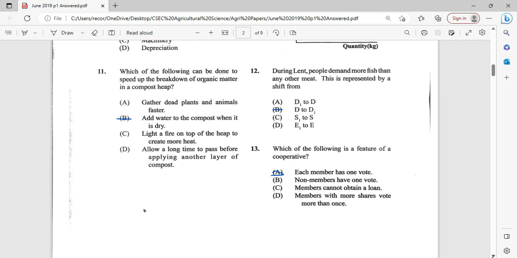13, which of the following is a feature of a cooperative? Each member has one vote. A is our answer here.